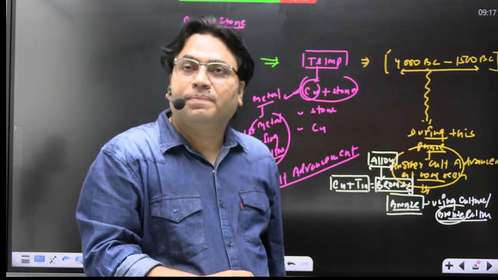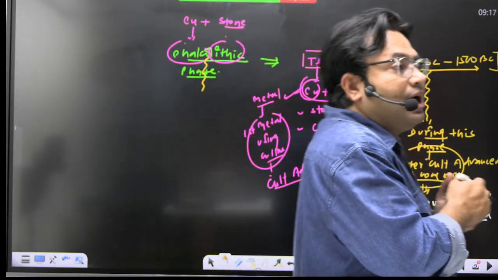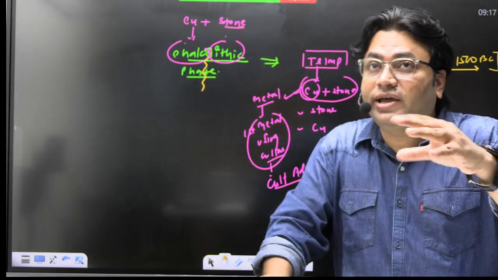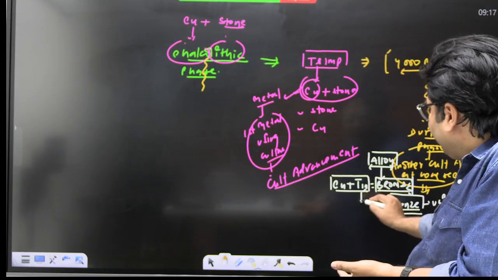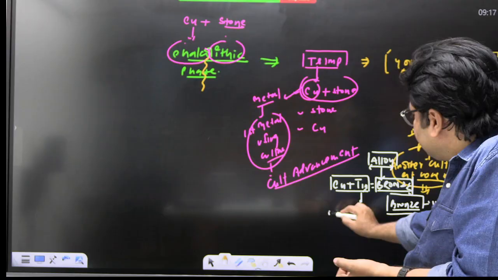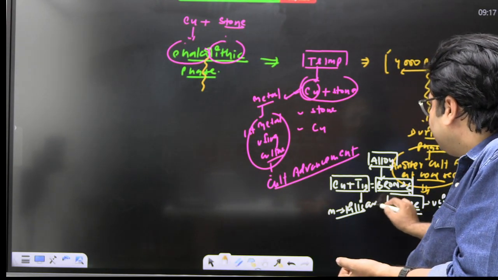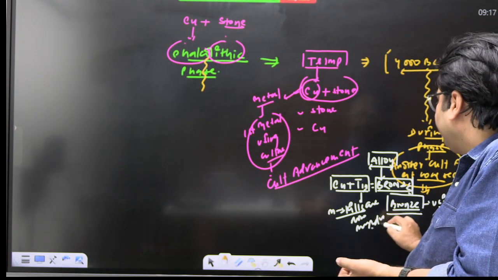Bronze is an alloy. It means the metallurgical skills of the people are now more advanced. They have learned to make alloys also. This shows that the metallurgical skills are now more advanced. Okay?